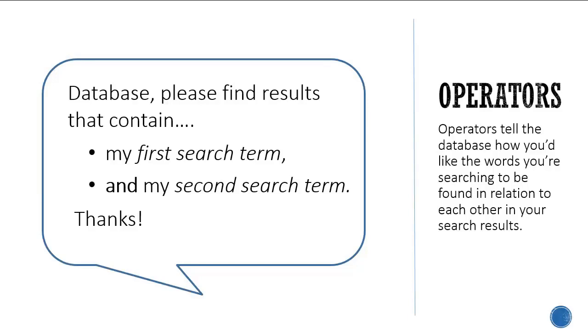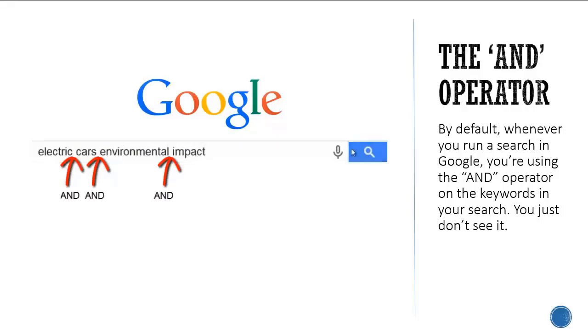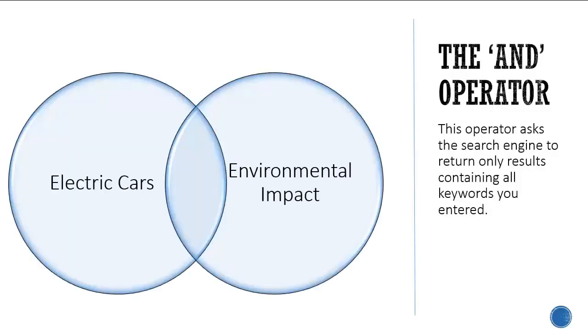your search results. By default, whenever you run a search in Google, you're using the AND operator on the keywords in your search. You just don't see it. This operator asks the search engine to return only results containing all keywords you entered. So, in the image, that's where the two circles overlap.